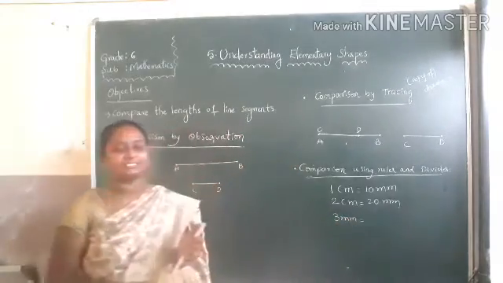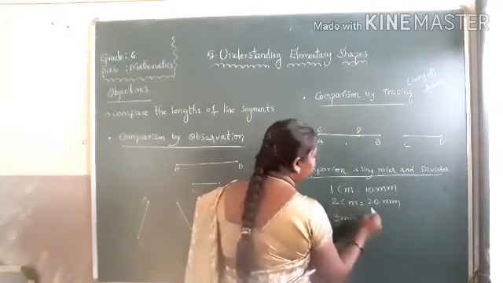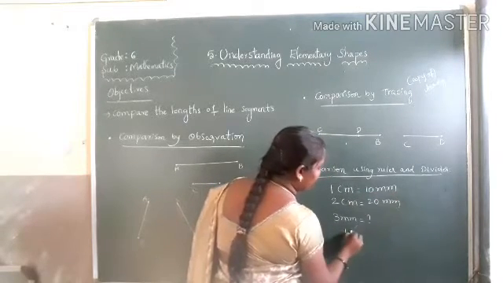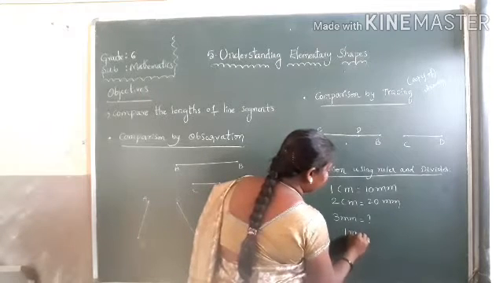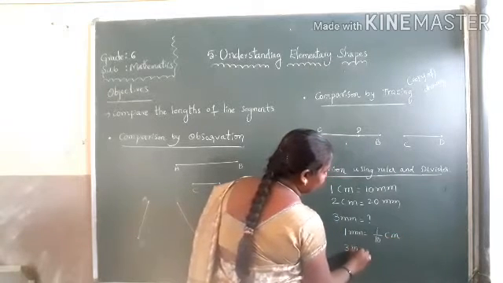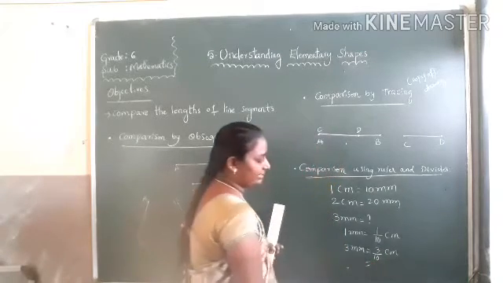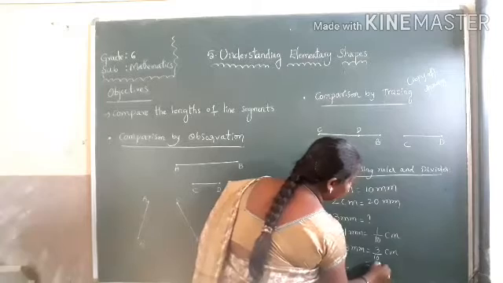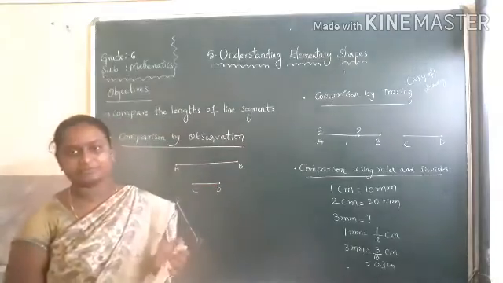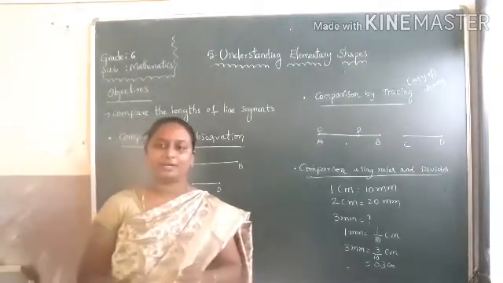Now, how will you write 3 millimeters? First of all, 1 centimeter is equal to 10 millimeters. 1 millimeter is equal to 1 by 10 centimeters. After that, 3 millimeters is equal to how many centimeters? 3 by 10 centimeters. If you write this in decimal, it gives 0.3 centimeters.